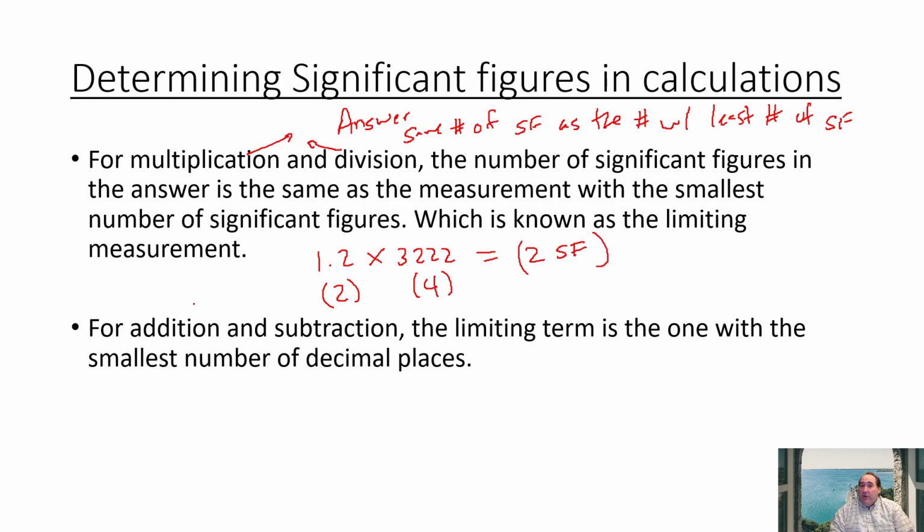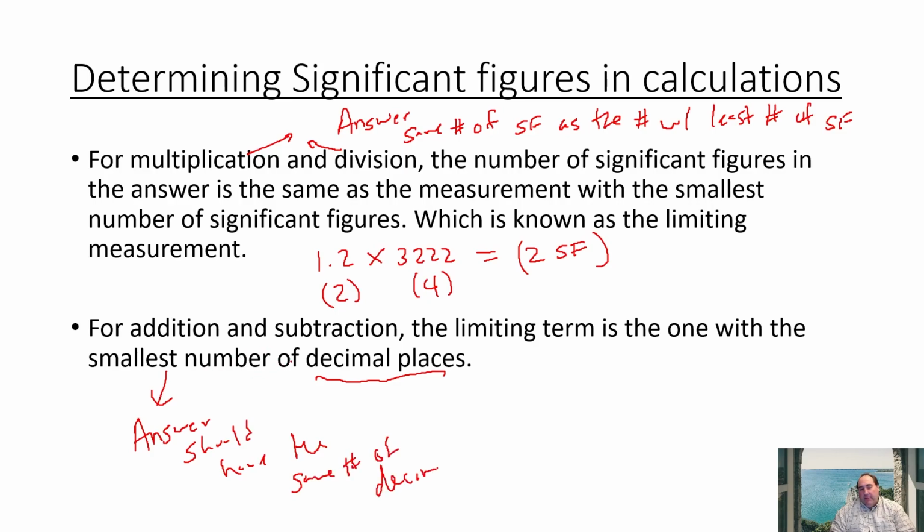Now, if you add or subtract, what you're looking at is decimal places, not significant figures. And it's the least number of decimal places. So your answer should have the same number of decimal places as the number with the least number of decimal places.